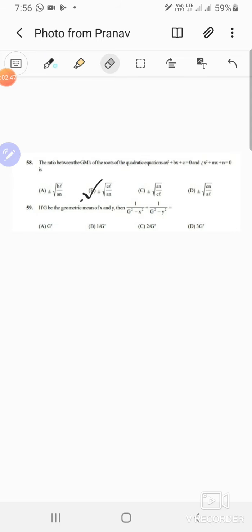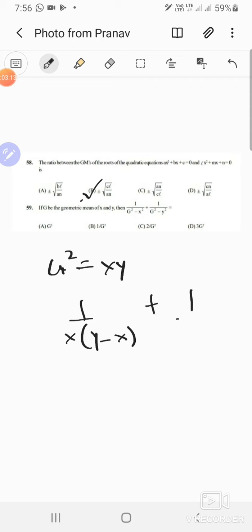If g be the geometric mean of x and y, then 1 upon g squared minus x squared plus 1 upon g squared minus y squared is equal to, oh, so g is the geometric mean of x and y, which means g squared is equal to x into y. So you just have 1 upon, you can factor out x from this, that gives me y minus x over here, plus you can factor out a y from it. That gives me x minus y over here, and you can see that these two quantities are negative of each other, so that basically turns out to be 0.